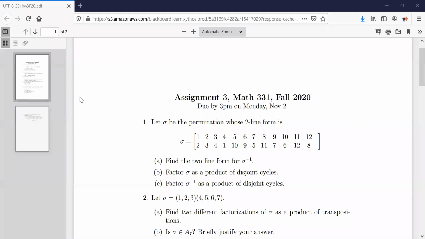Okay, so I'm going to just go over assignment 3. Do people have questions that they want me to start off by answering? Yeah. Could you go over number 4 first? Number 4. Thank you.